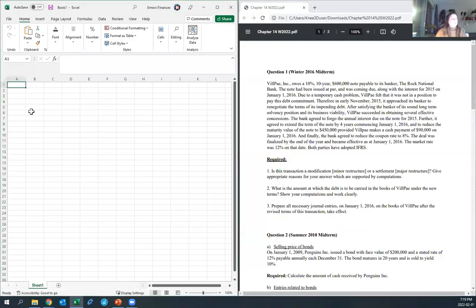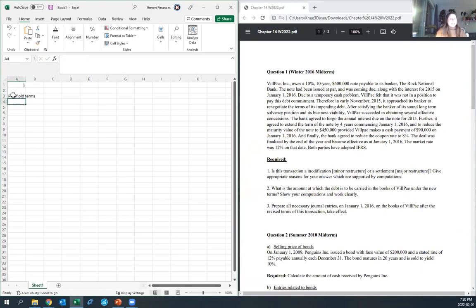All right, so for 1, what we need to do here is to do the 10% test. So we have to find the present value of the old terms, find the present value of the new terms, compare the two and see if there's a 10% difference or greater. And if the difference is greater than 10%, then it's going to be seen as a settlement, and that's how we're going to account for it. So first, I'm going to find the present value of the old terms.